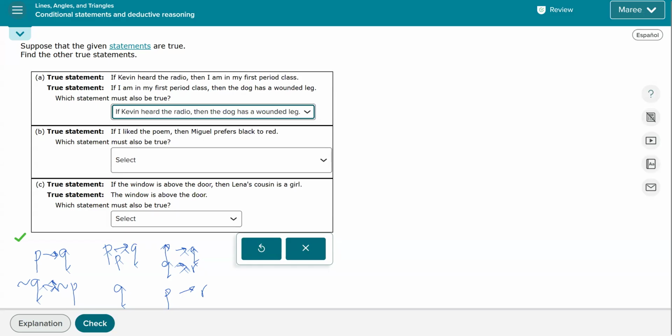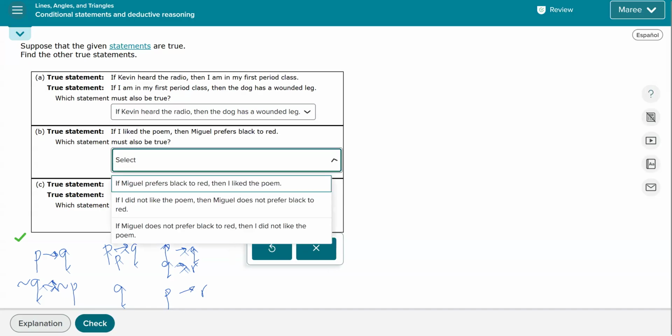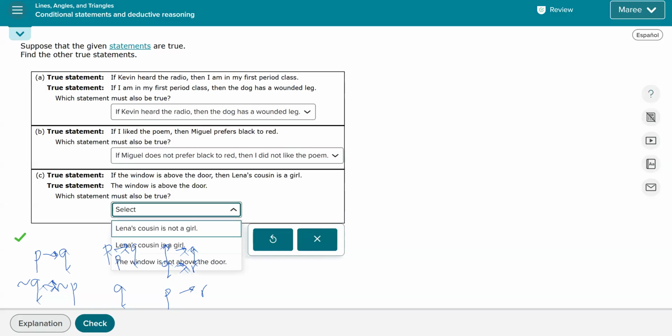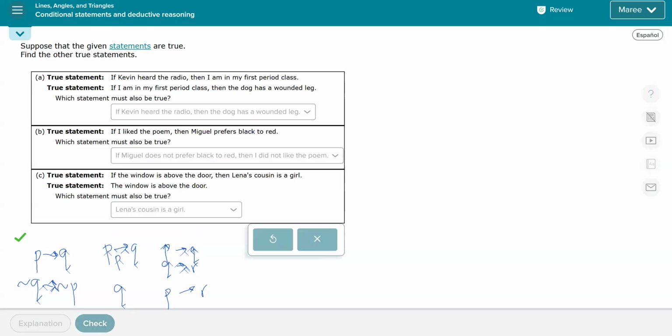This is only a conditional statement. If I like the poem, then Miguel prefers black to red. So now we negate them both and switch them. Miguel does not prefer black to red, then I did not like the poem. So we negate them and then switch. If the window's above the door, they give us that the first part is true, so the second part is true. Then Lena's cousin is a girl. That's the end of the lesson.